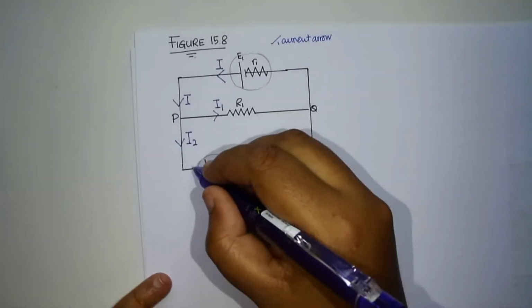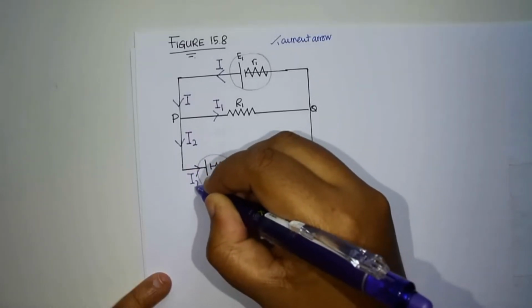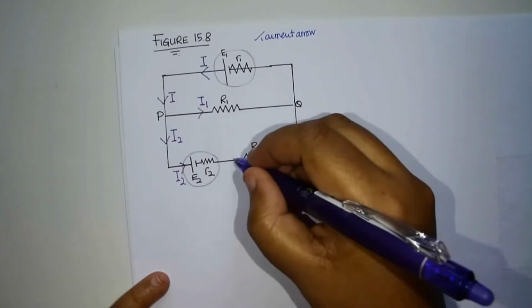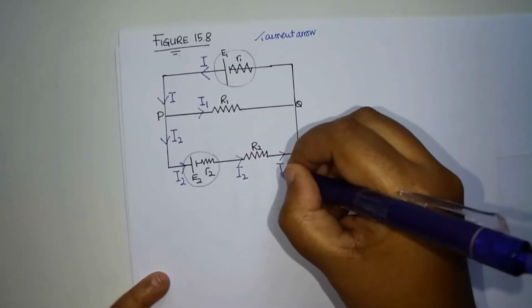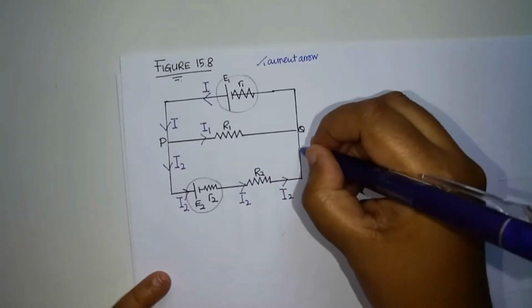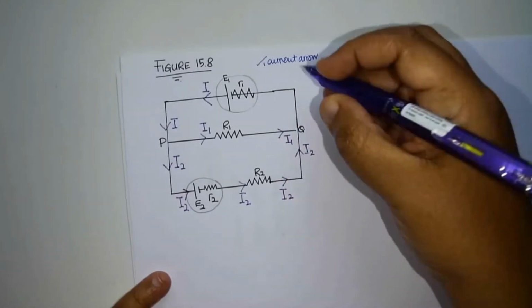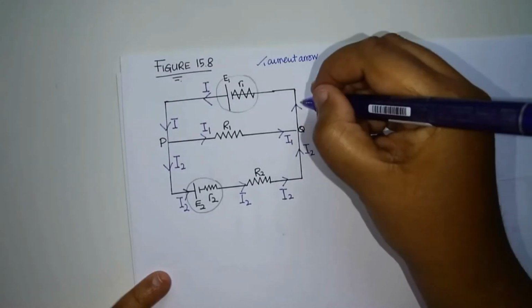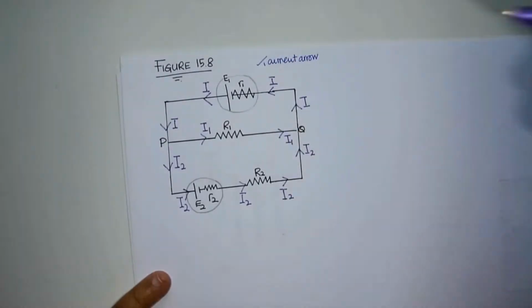Then here we have I2, here also I2, then I2, and here I2, here is I1, here is I, and it goes back to I.